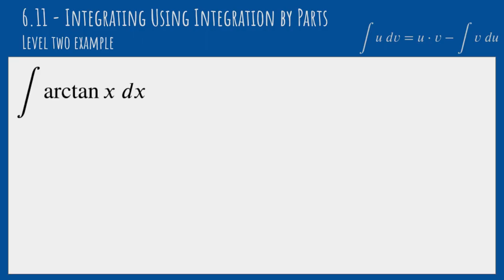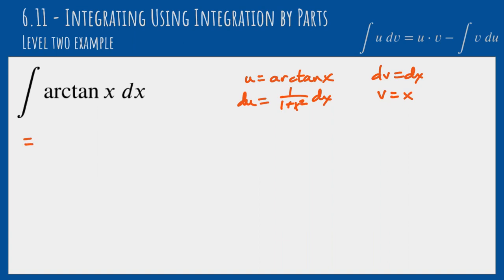So I want to look at two more that are like that, and I'm going to go through these fairly quickly. So in this case, I'm going to say u equals arctangent of x because we don't know that antiderivative, and that means that dv is just dx. That means du is 1 over 1 plus x squared dx, and v is equal to x. So making the substitution, we're going to have x times arctangent of x minus the antiderivative of x over 1 plus x squared dx. It's supposed to be an x on top.